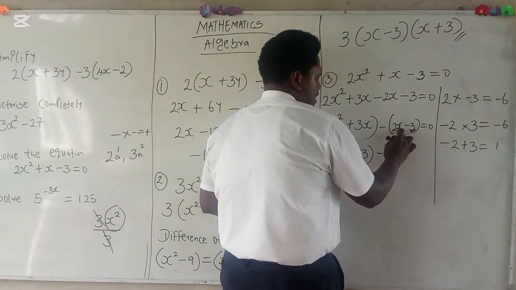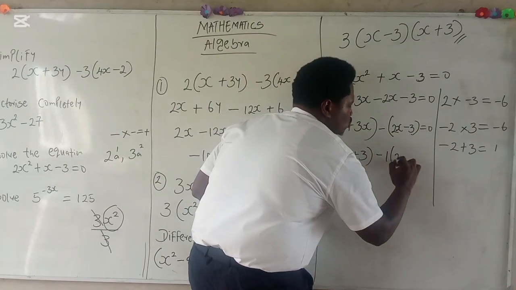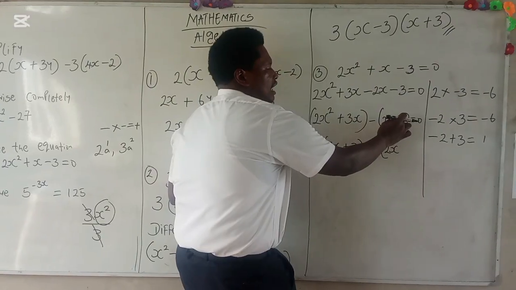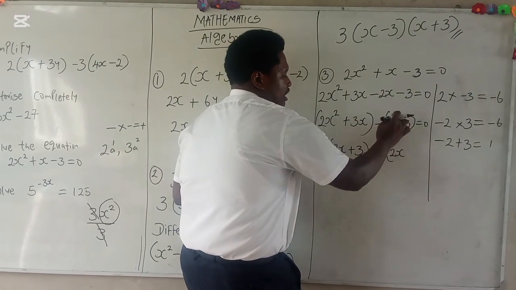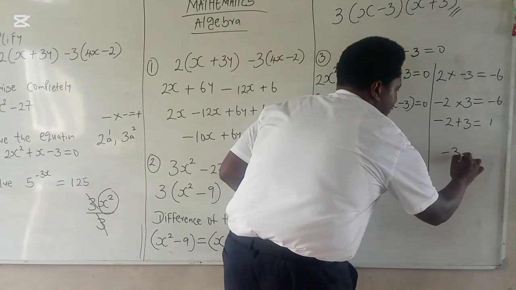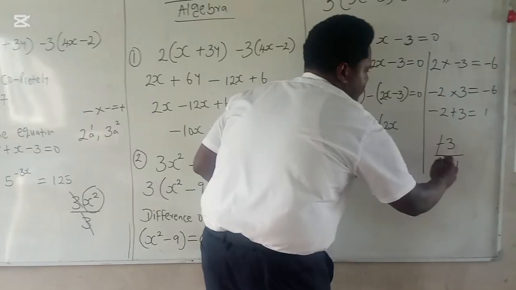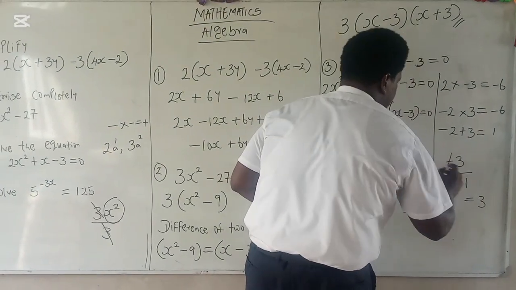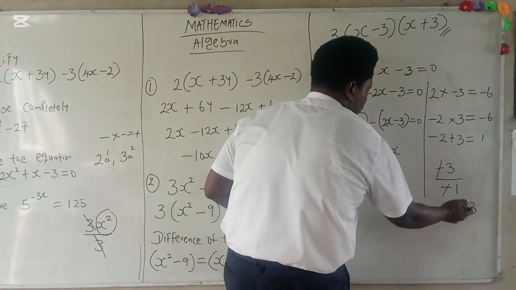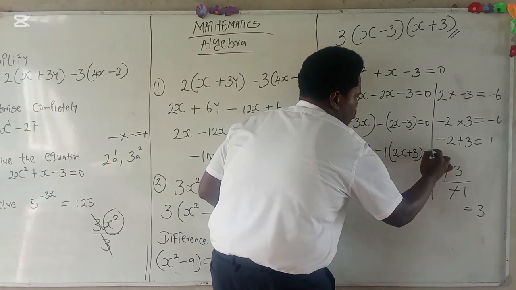So 2x divided by 1, we have 2x. Now this is negative 3 divided by negative 1. Negative cancels negative, and we arrive at 3. This 3 is positive. So we have this to be plus 3, and then equal to 0.